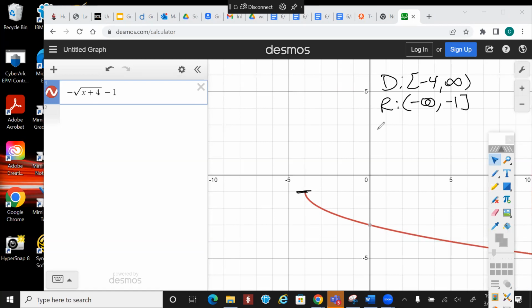Next is end behavior. For end behavior, as x is approaching positive infinity, what's happening to our y's? Where are they going? They're going down to negative infinity. As x is approaching -4 from the right-hand side, what's happening to our y's? They're going closer and closer to -1.